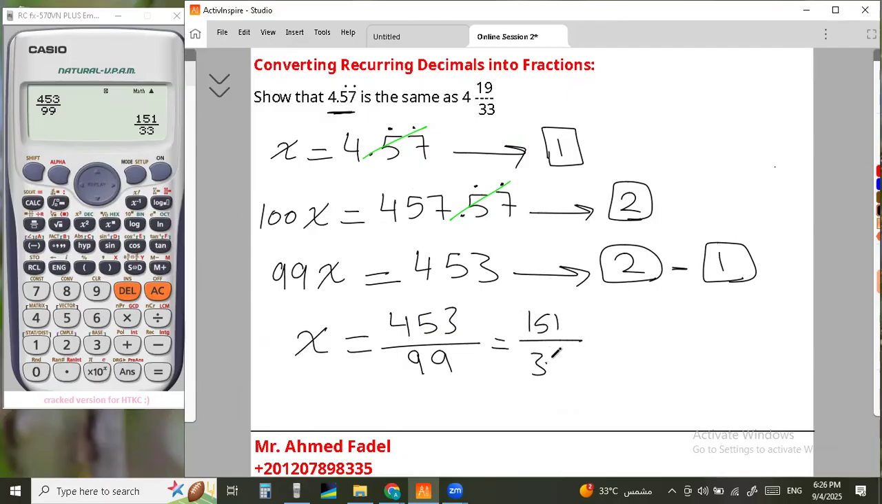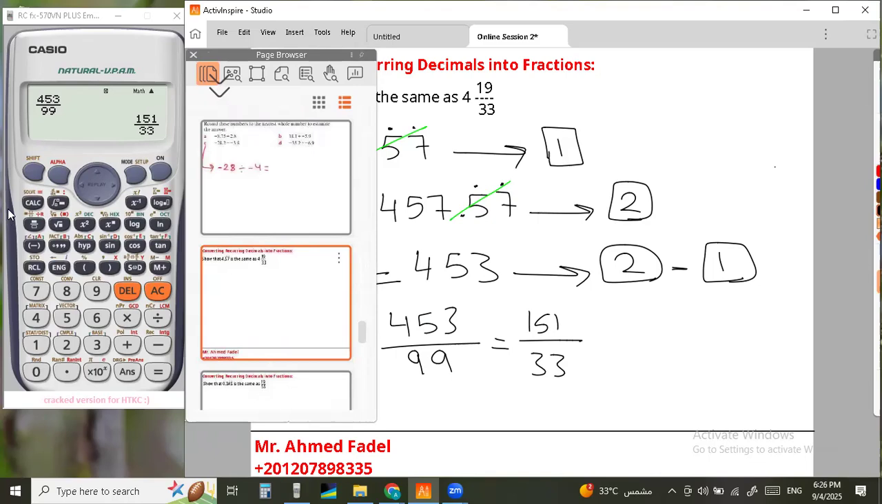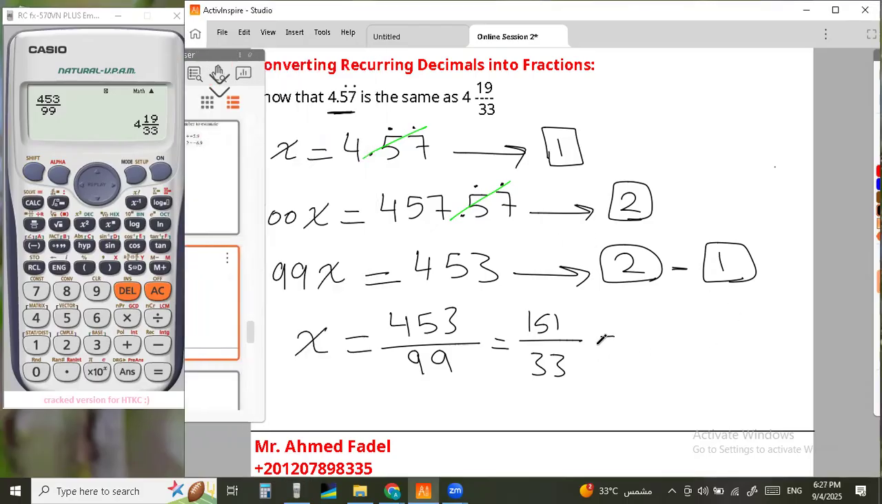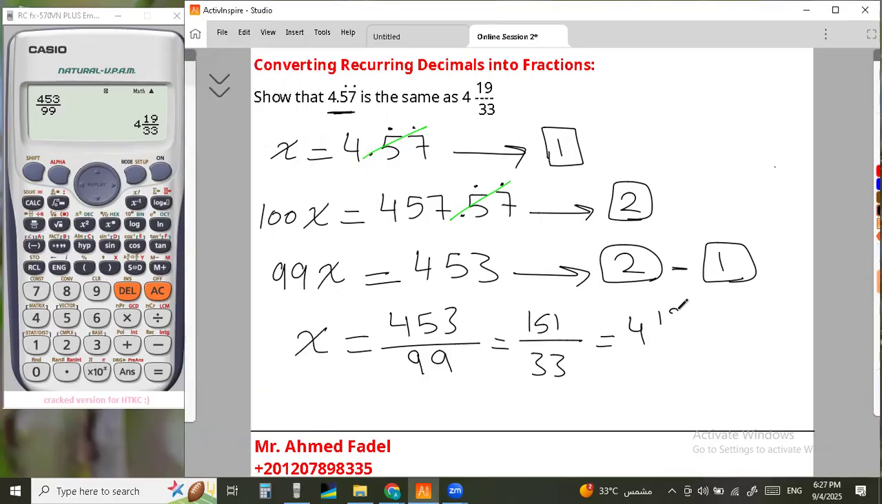151 over 33. Oh, yes, Mr., but it's written as a mixed number. Using the calculator, Shift SD, it is 4 and 19 over 33. This now shows that this recurring decimal is the same as 4 and 19 over 33.